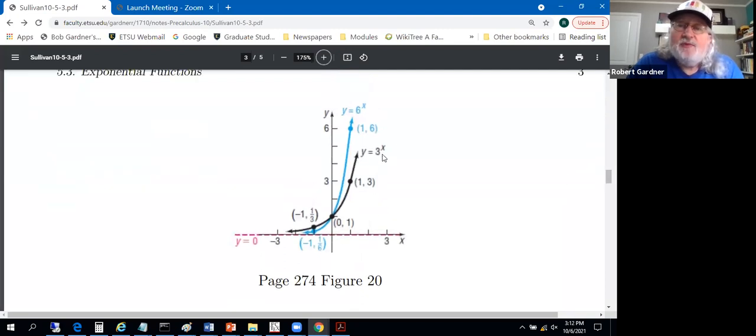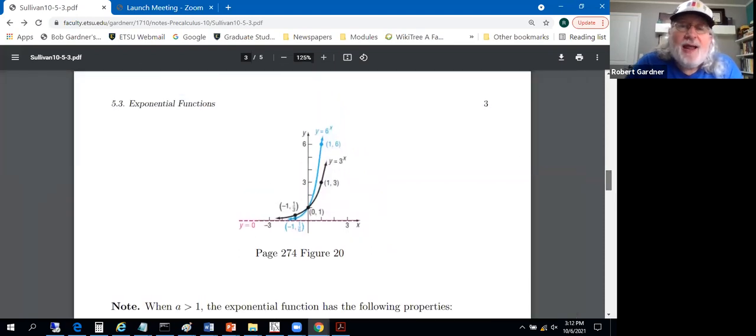If I plug in -2, here we'll get 1/9. You could probably see that on the graph. Here, -2 would give us 1/36, and that's going to be, on this scale, extremely hard to distinguish from 0. Of course, it's different from 0. These functions never take on the value 0. In fact, they put a dotted line in here to be discussed shortly, as if these have some sort of horizontal asymptotes. They do.